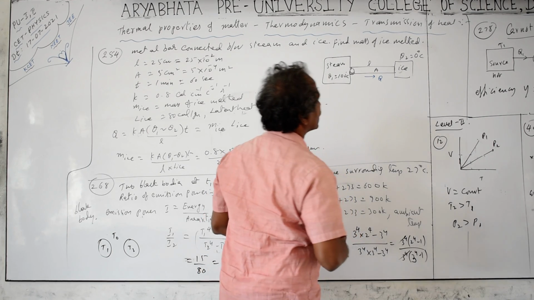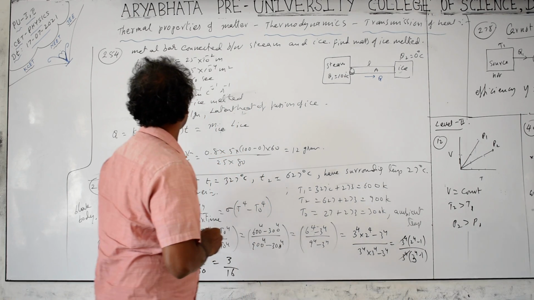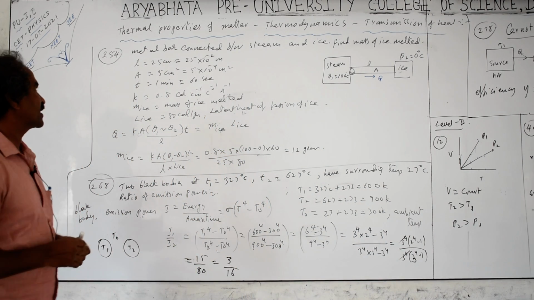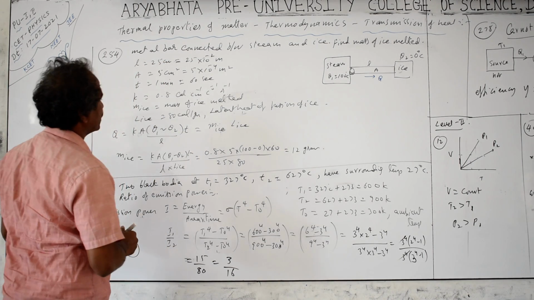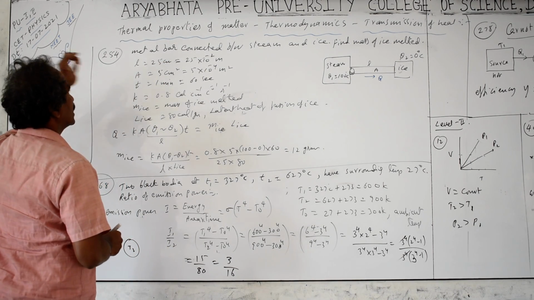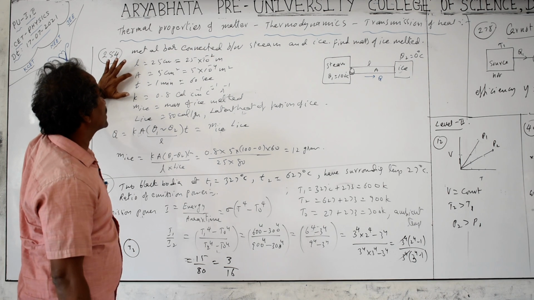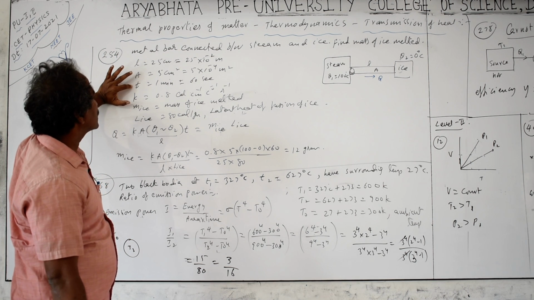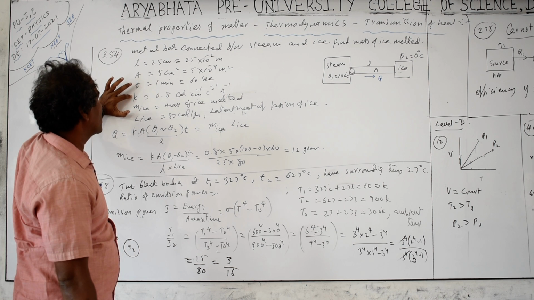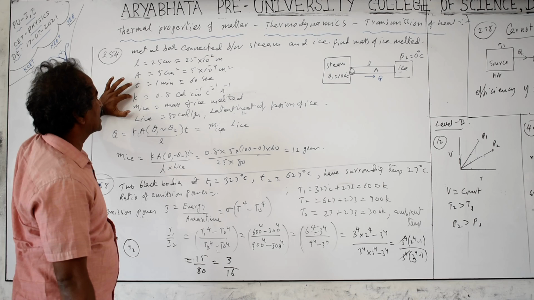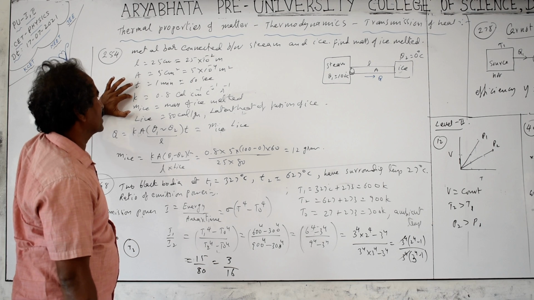In the steady state, the rate of flow of the heat is constant. The question asked is how much ice is melted. All are given in the CGS unit. I converted into SI units, but actually that is not required because the result is also in CGS units only. Length is 25 centimeters, area of cross section is 5 centimeters square. Time is 1 minute. The coefficient of thermal conductivity of the rod is 0.8 calories per centimeter per degree per second.